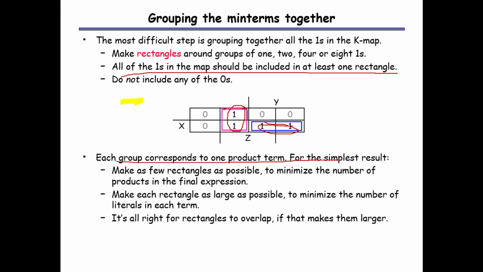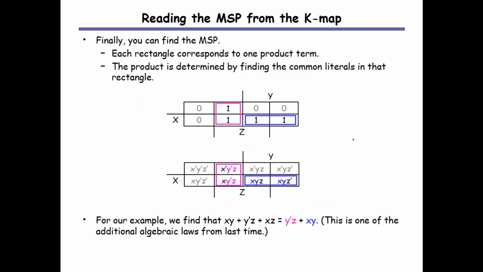Each group corresponds to one product term in the final result. We have to make as few rectangles as possible. Make each rectangle the largest one. We only group by the largest one. Whenever we have the largest group of 2, 4, or 8, we only use the largest one we have. If it is 8, we use 8. If it is 4, we use 4. If it is 2, we use 2. It is all right for rectangles to overlap, of course, if that makes them larger.